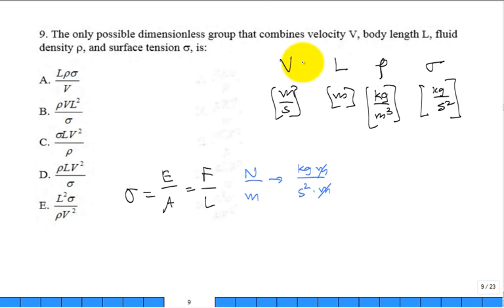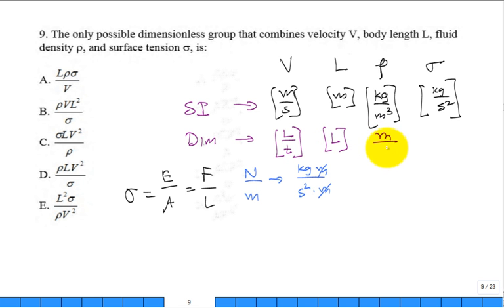Now, some people will say no, we don't want to work in SI units, we want to work in the fundamental dimensions. Okay, fine. This would be length per unit time. This would be mass per length cubed. And this one is mass per time squared. You know what? I think it's okay to work in dimensions. I also think it's okay to work in SI units.